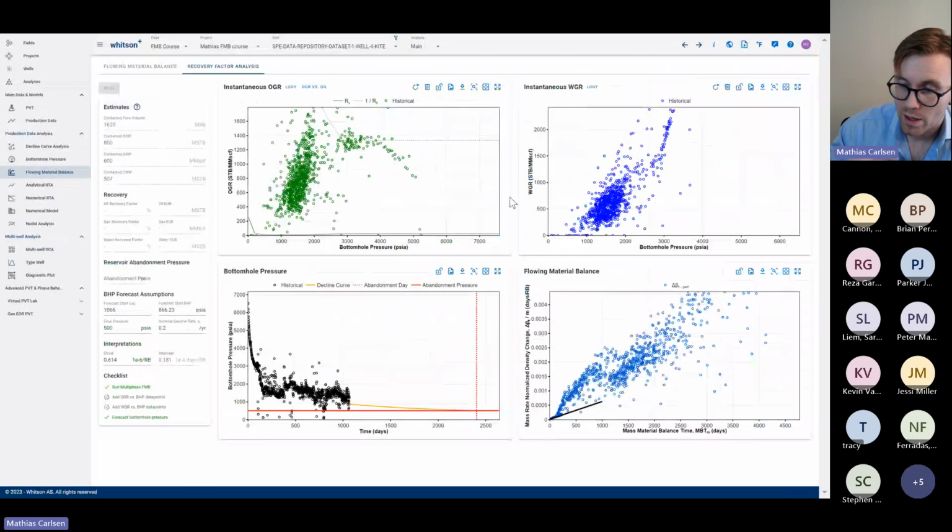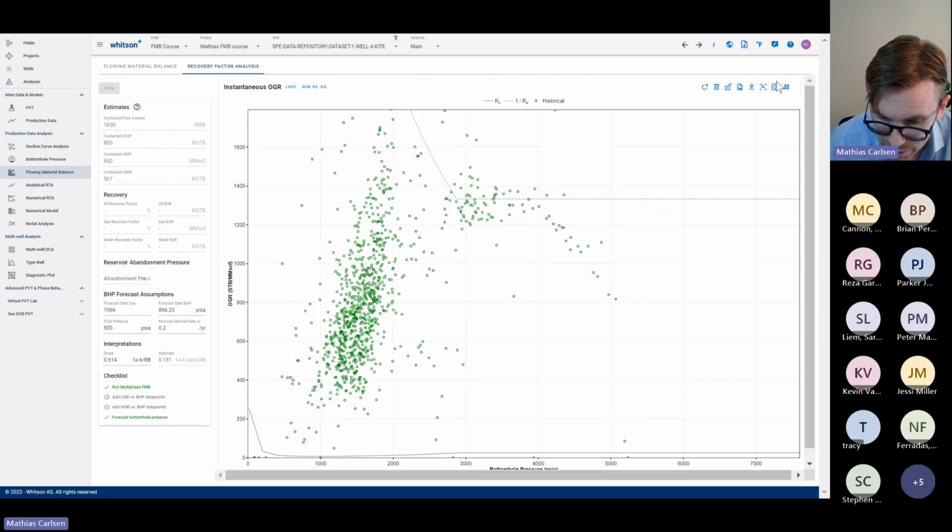These two slopes. Some questions is like, why do you use OGR and not GOR? The reason for that is if you want to use this for a dry gas, there's no OGR. So that's the only reason. In these plots, all of the plots are expandable, like this.